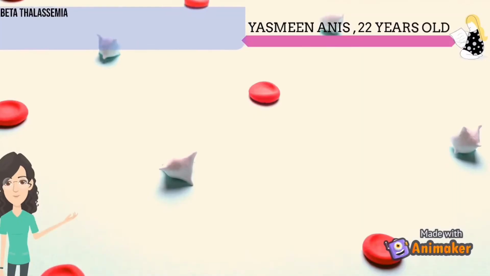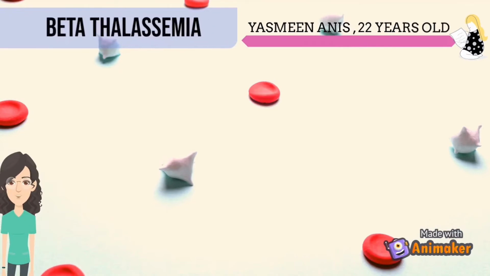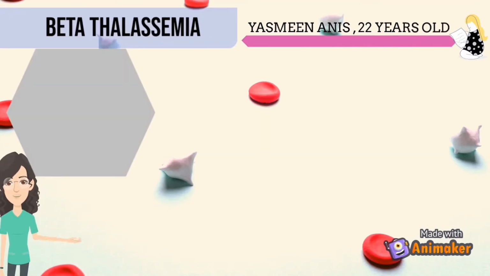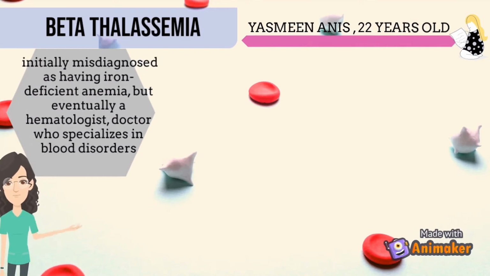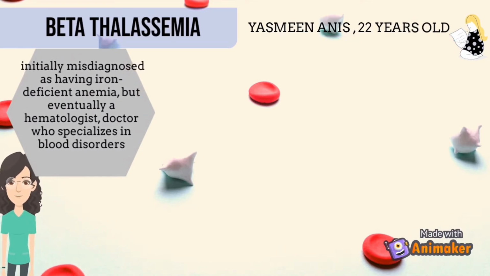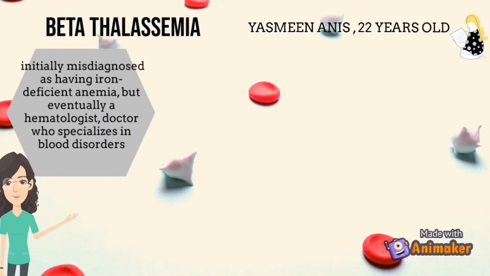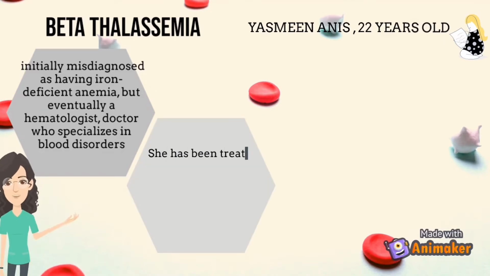The first case is about Jasmine Anis, 22 years old, who suffered from beta thalassemia. When she was 6 months old, she was initially misdiagnosed as having iron deficiency anemia, but eventually a hematologist, a doctor who specializes in blood disorders, came to the correct diagnosis of beta thalassemia. Apparently, she had inherited a blood disorder. This is a condition where the red blood cells of a person with thalassemia cannot make enough of the protein called hemoglobin, which carries oxygen to the tissues and organs of the body.